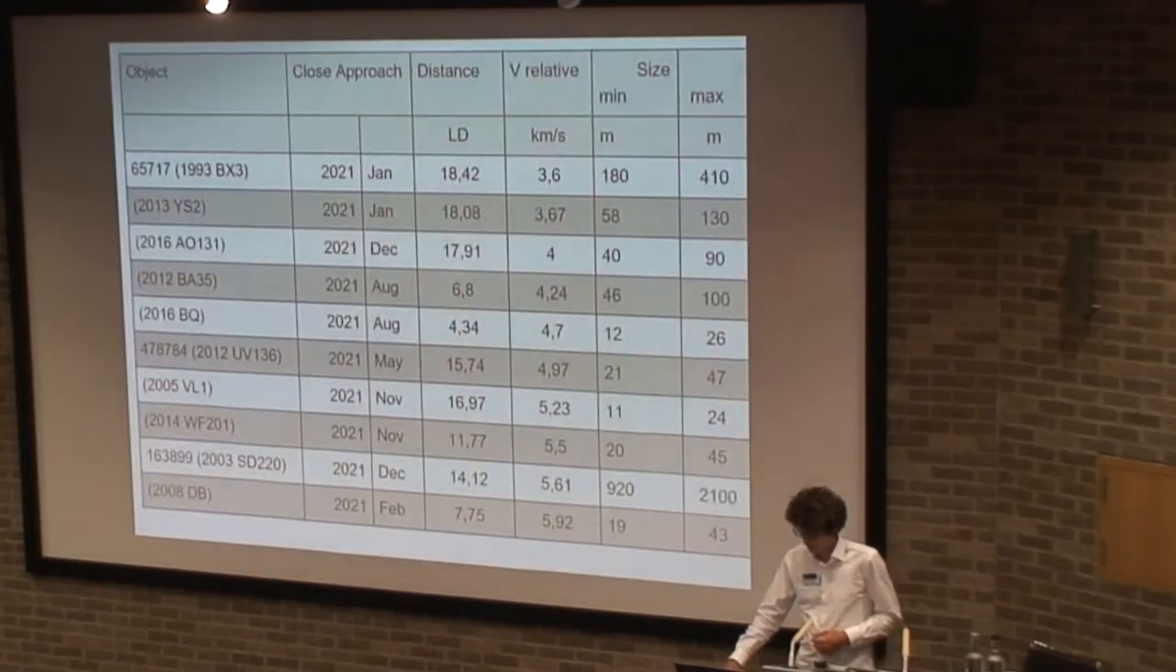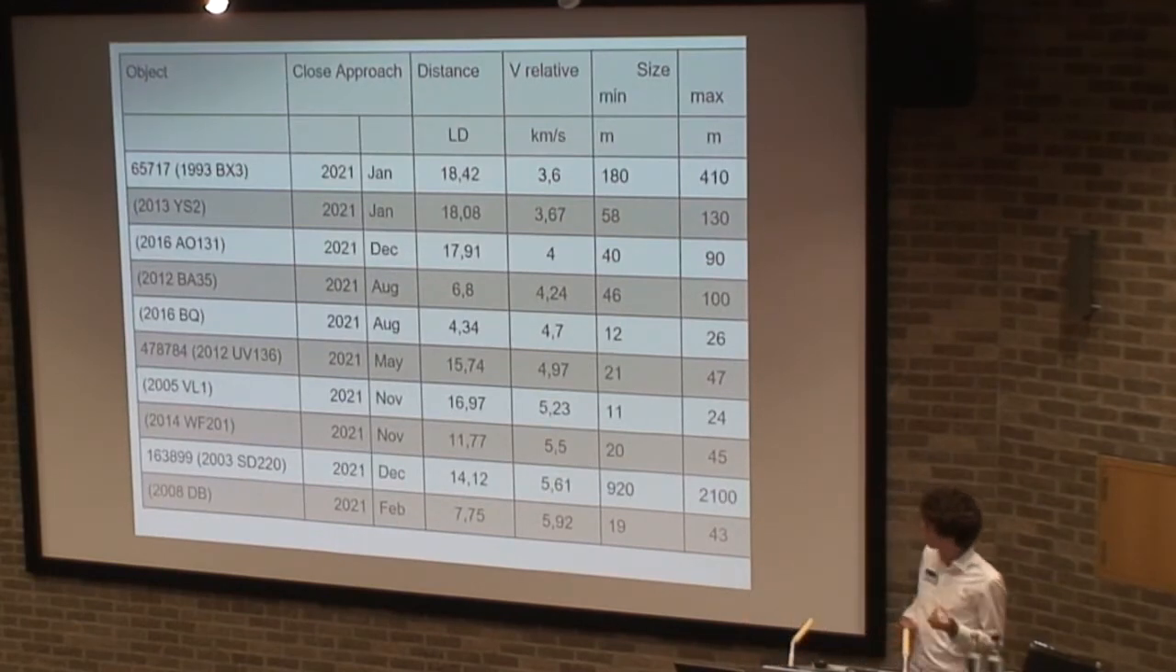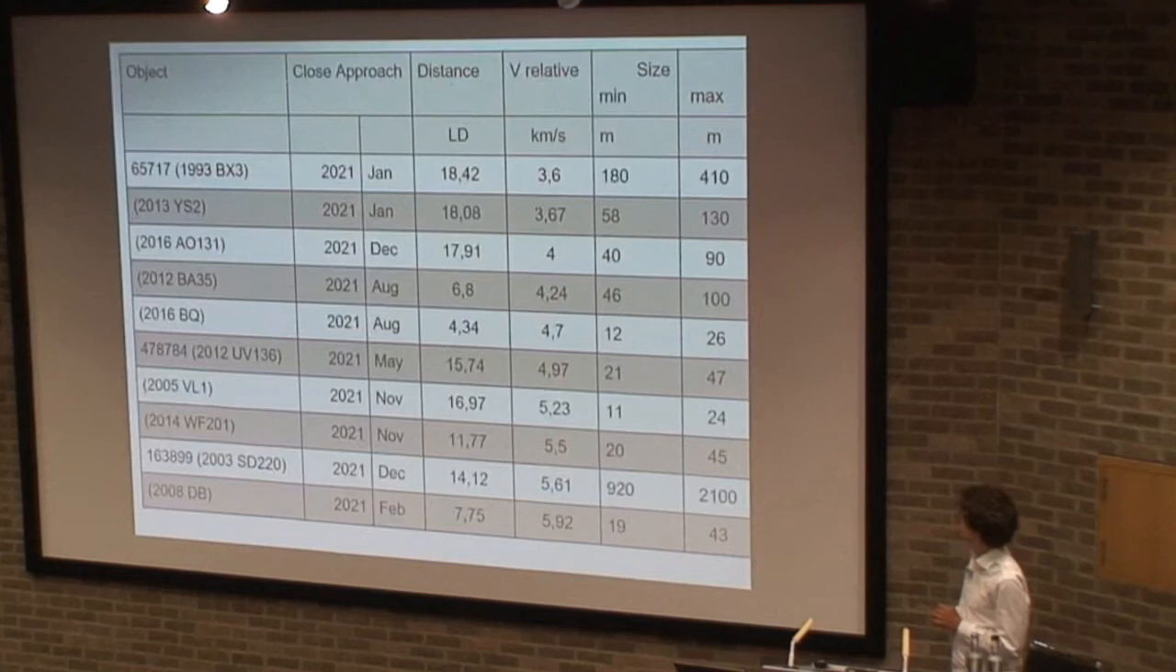Just a video version. I'm sorry. Anyhow, the most promising candidate for us is 2017.A.3.4, which has a relative velocity of 3.6 meters per second and is between 180 and 410 meters in size.